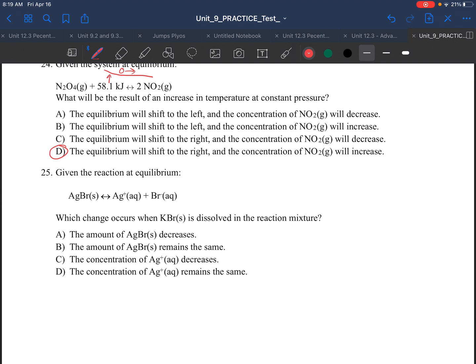Which change occurs when KBr is dissolved? So, do we have any potassium ions? No, doesn't matter. Do we have bromine ions? Yes. So if we add KBr, we are increasing bromine concentration, which will therefore shift to the left, and the concentration of Ag plus will decrease because it's on the same side as where we are adding our product.